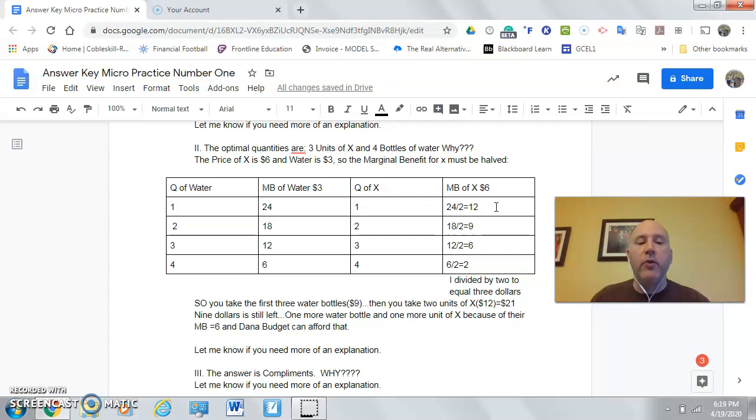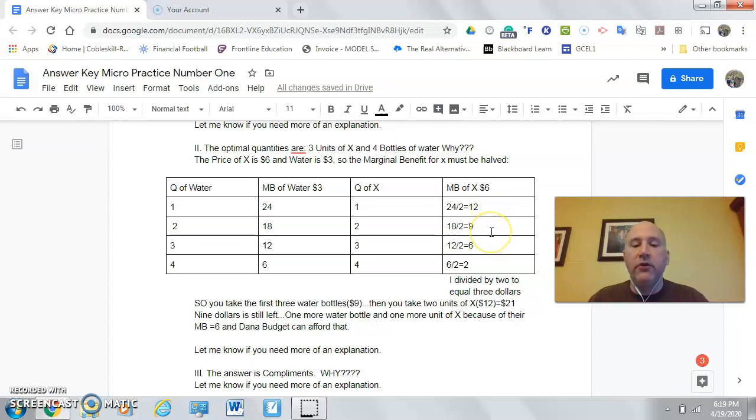So right away, we know we want to eat up as much water as we can, because that makes Dana happy. So we definitely get the first 3 units, 24, 18, 12. Then we see, okay, 12 here. Now it's worth it to get a unit of X. Okay, do we still have money in our budget? Well, let's do some math. We did 3 units of water is $9, and then 1 unit of X is $6 with 15. We still have $15 left over.